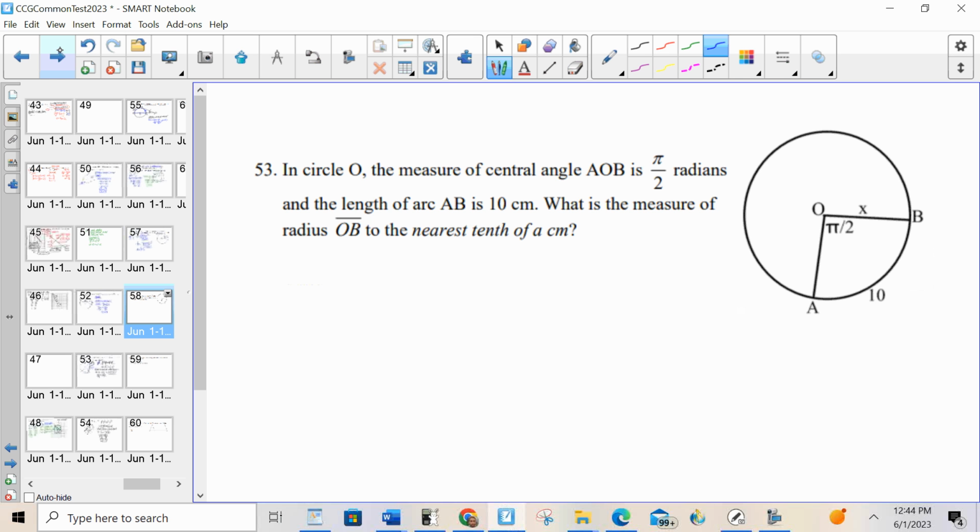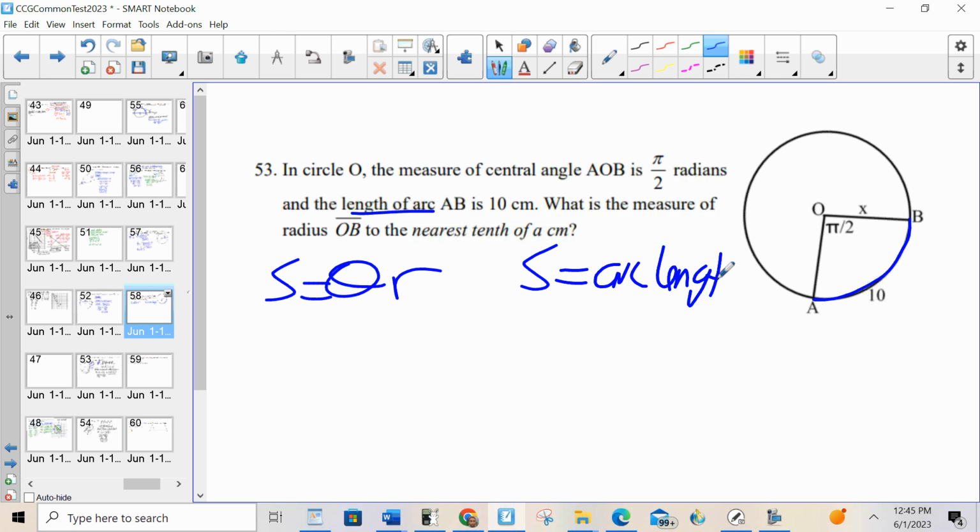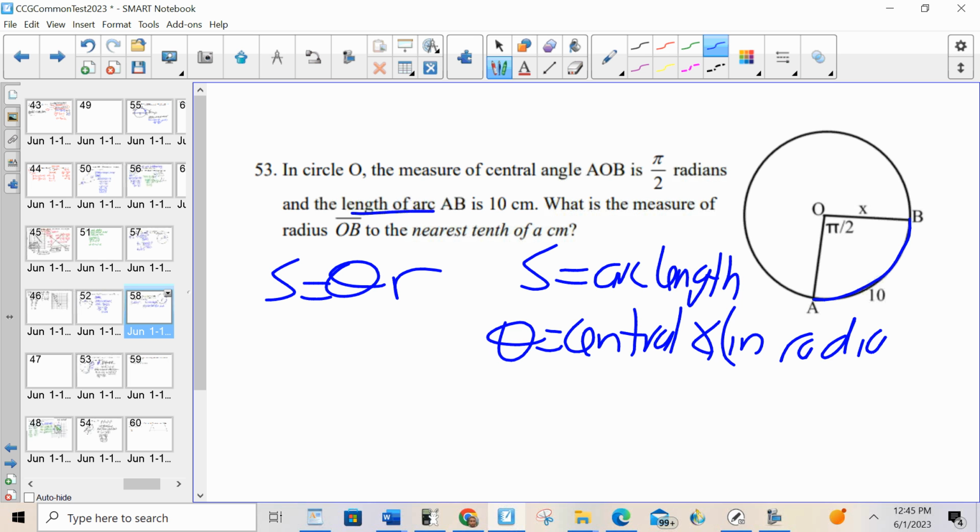Area of a sector. Don't forget SOR for arc length. For arc length, S equals theta R, where S is the arc length, theta is the central angle in radians, and 95% chance it'll be in radians. And for that 5%, well, you can talk to me about that another time. R is the radius.